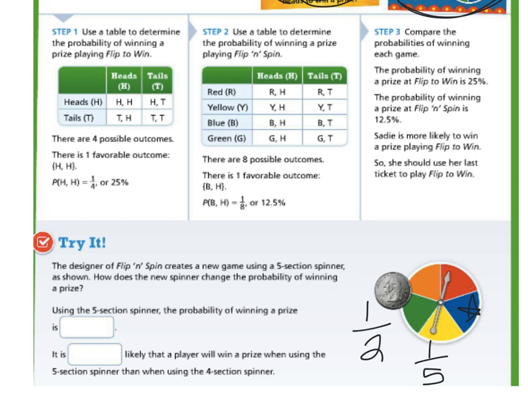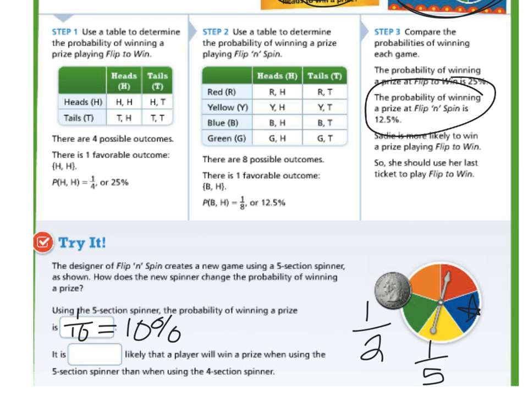So now as we look at how we can win a prize in this game, we need to put these 2 fractions together by multiplication. Using the 5-section spinner, the probability of winning a prize is now 1 out of 10, or just 10%. When you look back up at the top, the probability of winning a prize at flip and spin is only 12.5%. But that's greater than the 10% if we change that spinner.